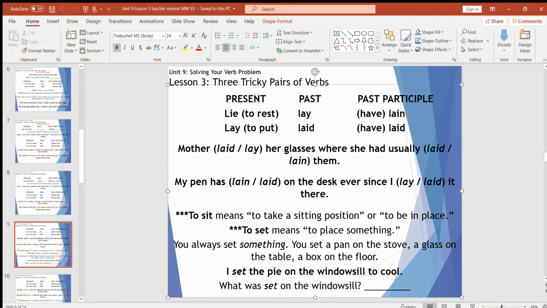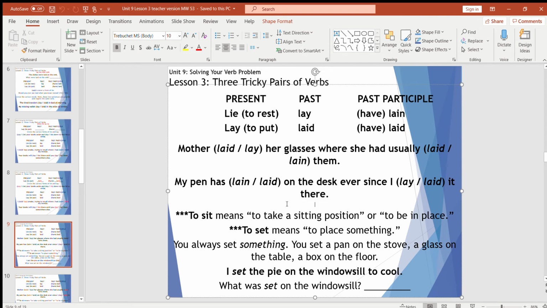So my pen has rested on the desk or my pen has put on the desk. My pen has rested, right? So to rest, past participle, means has lain on the desk ever since I lay or laid it there. So I put or rested there. I put it there, right? It's not like resting. So to put, again, with the have, so I laid it there.